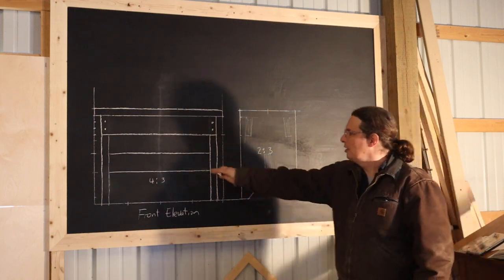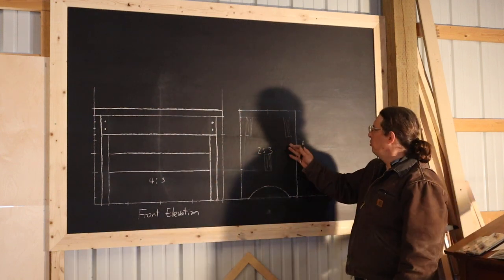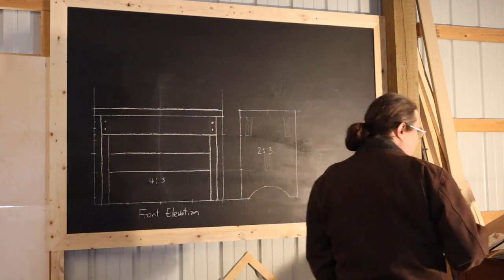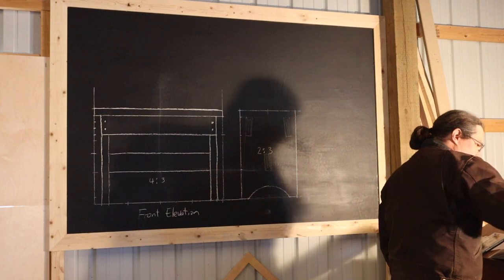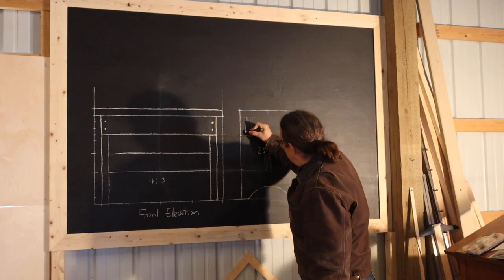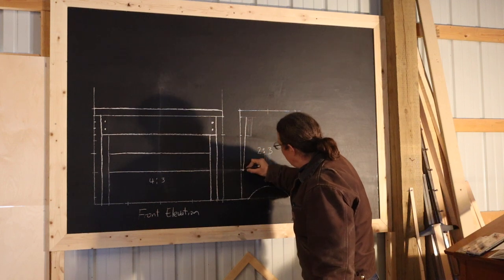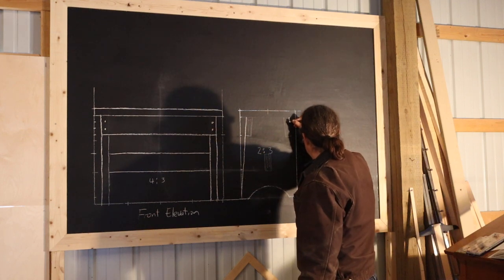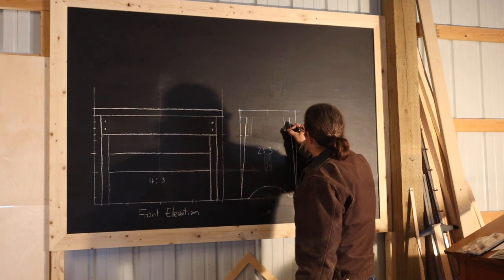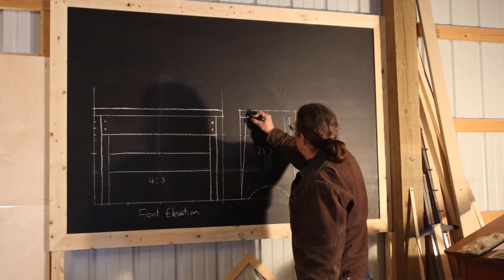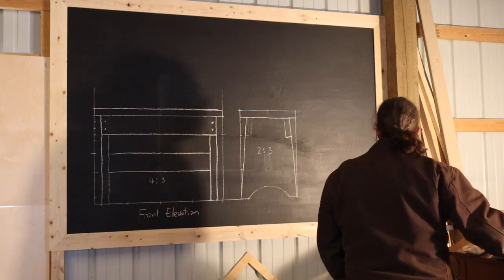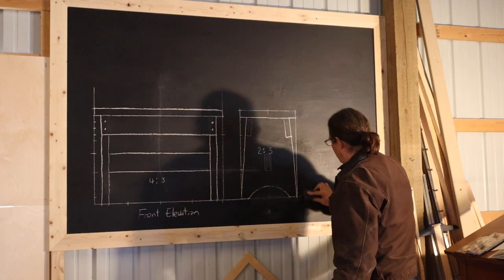That stretcher, horizontal brace between the two legs, comes through the face of this board. All right, so that's more or less what the side elevation view of this is going to look like. Now it's time for me to darken in the lines that stay. I'm going to start erasing some of the ones that don't.